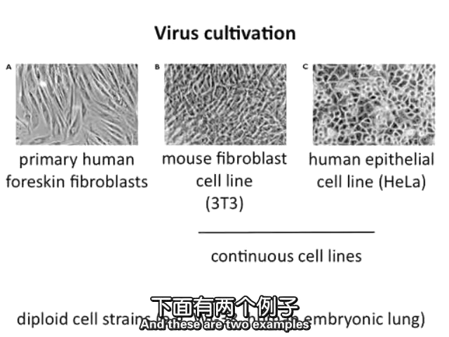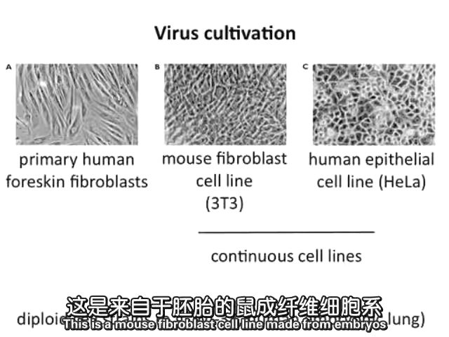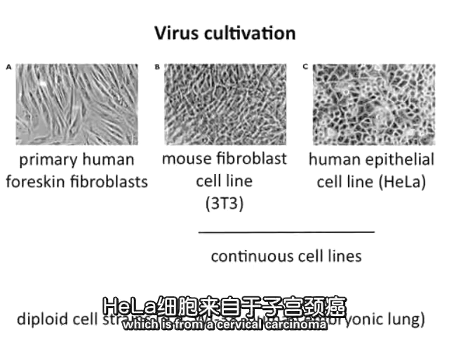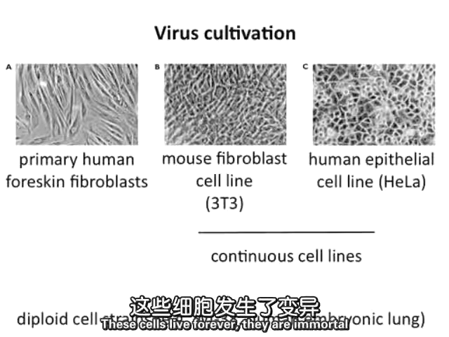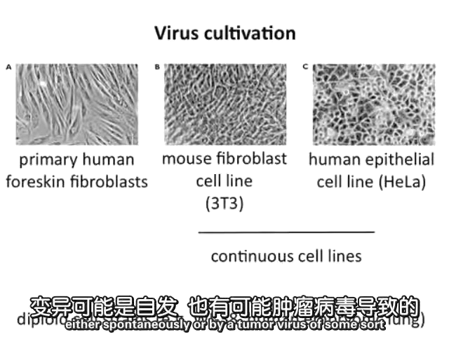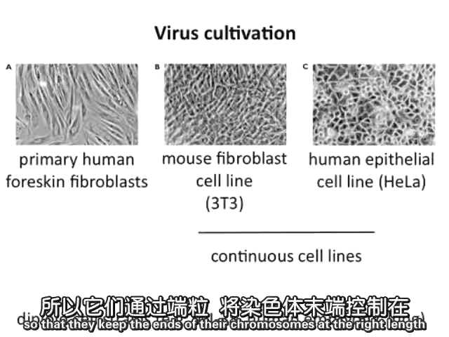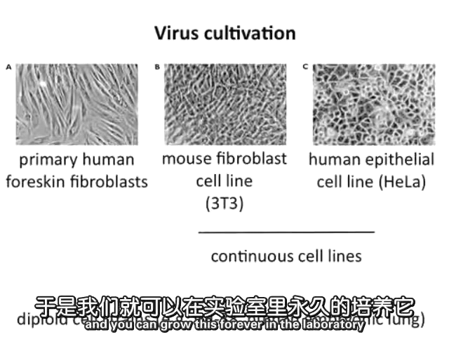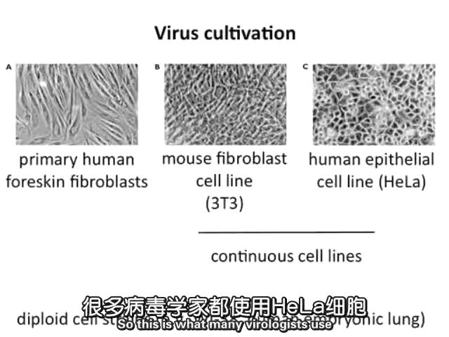And these are two examples. This is a mouse fibroblast cell line made from embryos. And here is a human epithelial cell line called HeLa cells, which is from a cervical carcinoma. And these cells live forever. They are immortal because they have been transformed, either spontaneously or by a tumor virus of some sort or by other means, so that they keep the ends of their chromosomes the right length by producing telomerase. And you can grow these forever in the laboratory. So this is what many virologists use.